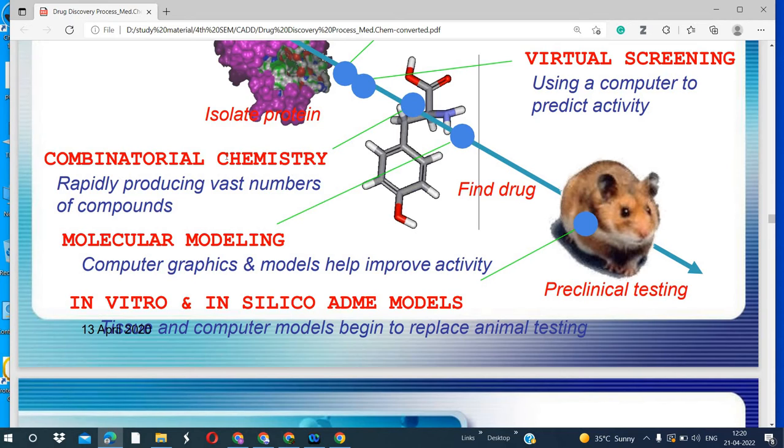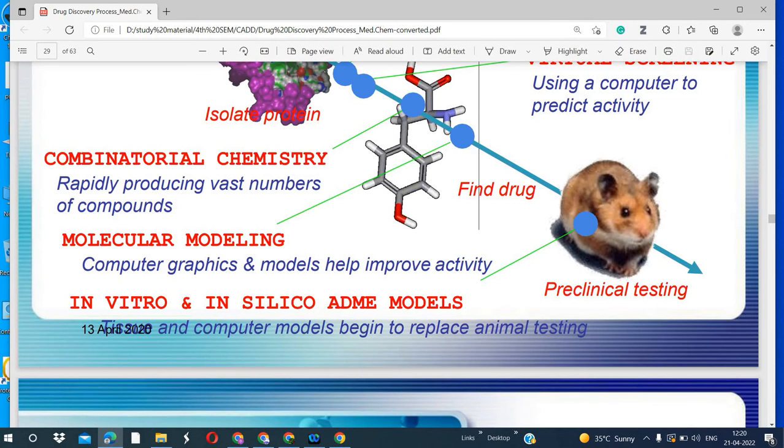Resin is also used. We pass the reagent A or B over a resin, then we again pass the reagent C or D, or different reagents, over a resin. This is what we do in combinatorial chemistry. Then we find a drug that is active against the target with the help of virtual screening.